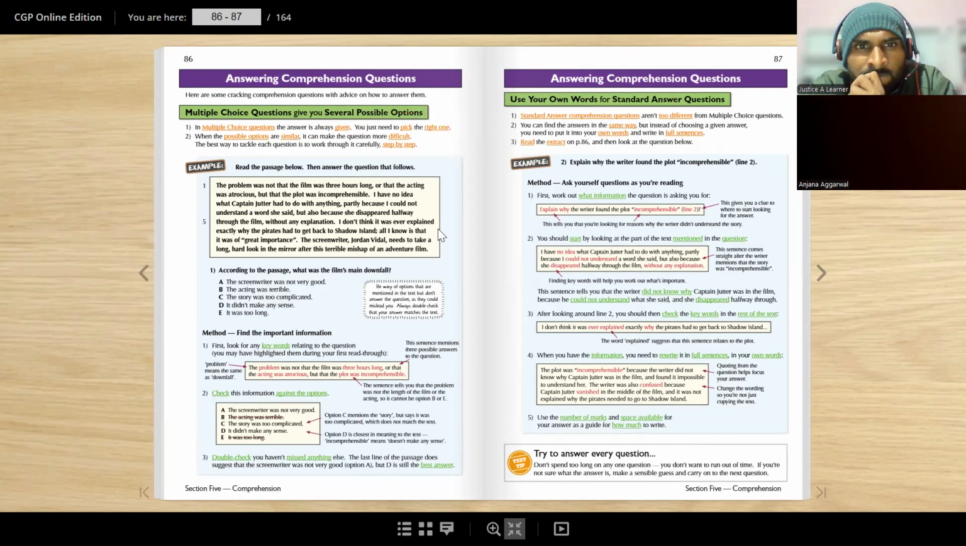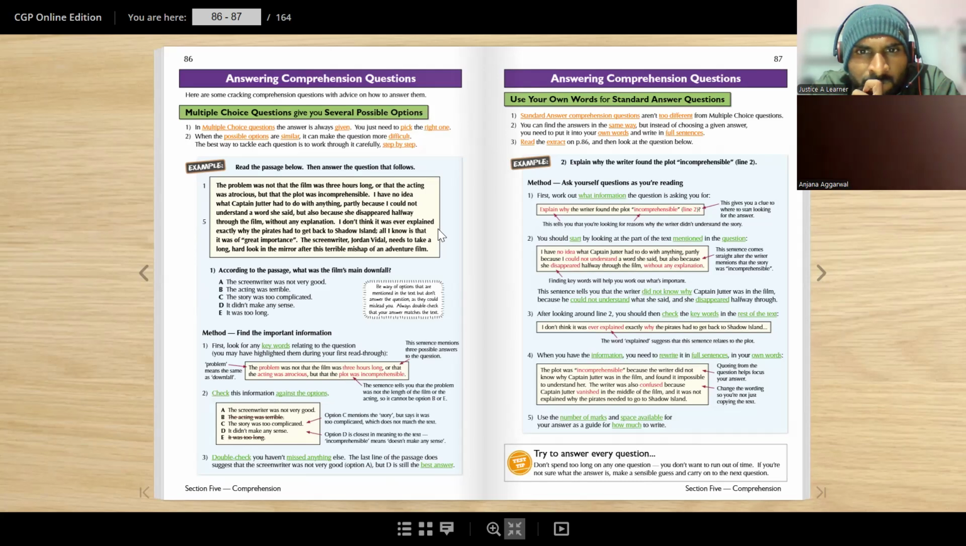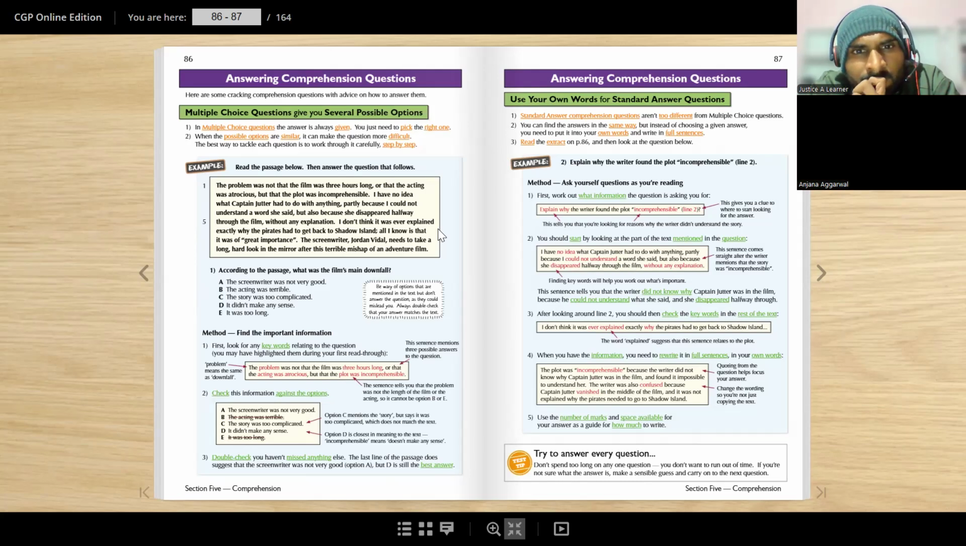Read the passage below, then answer the question that follows. The problem was not that the film was 3 hours long or that the acting was atrocious. What does atrocious mean?